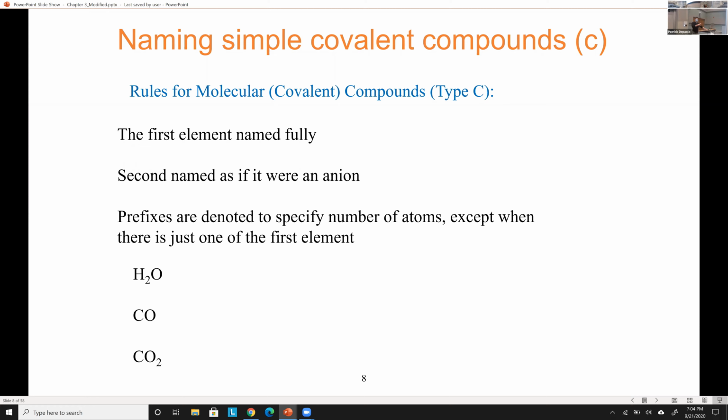And don't worry, at the end I'm going to have a slide that summarizes all the rules. The rule with prefixes is that for the second element, you always have to write a prefix. Always. If there's 1, if there's 2, if there's 100, you always need to write the prefix. For the first element, you don't write it unless there's more than 1. So if there's only 1 of the first element, you don't write the prefix. That's why carbon monoxide is not monocarbon monoxide, because for the first element, you do not say mono. Every other number above that does apply.